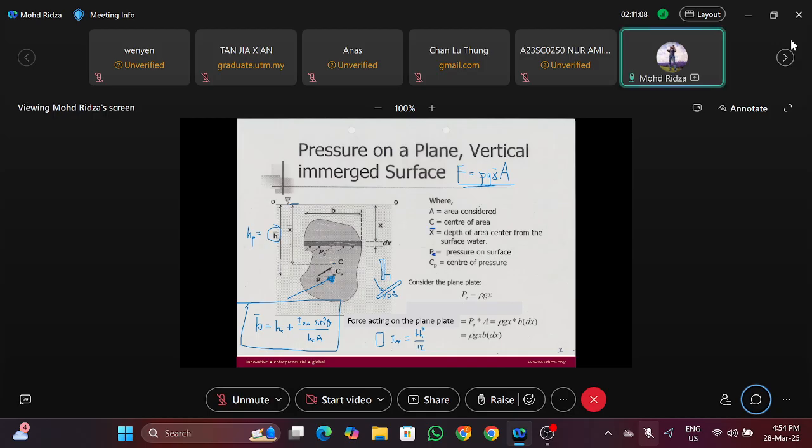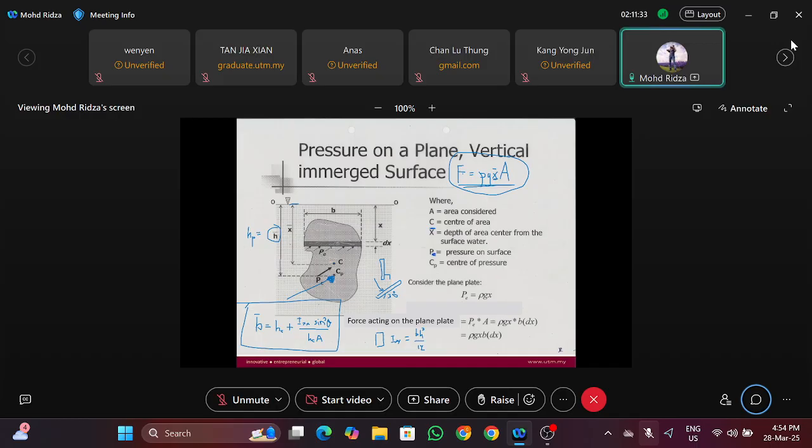So there's a few things now. First of all, we want to know what is the hydrostatic force. We use this equation here, rho g x bar or HCA. X bar, you have to memorize the definition, is the distance from the free surface to the centroid of the submerged object. A is the area of the object. So you get F, the hydrostatic force.